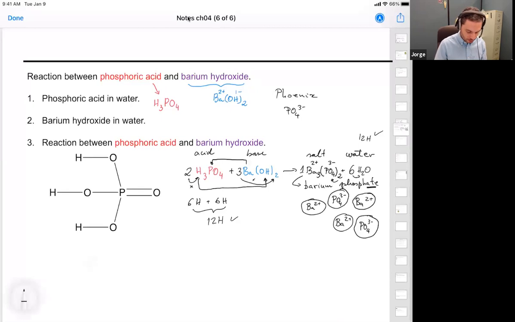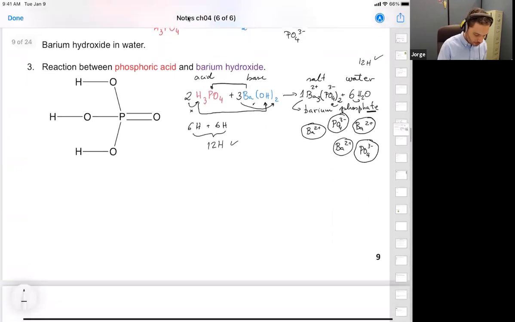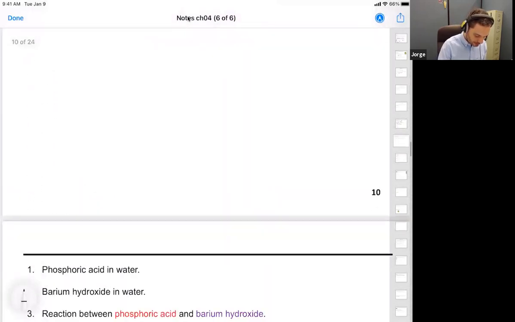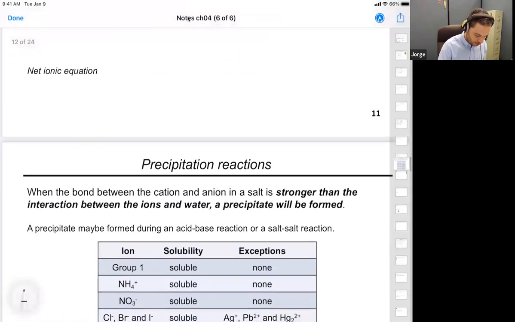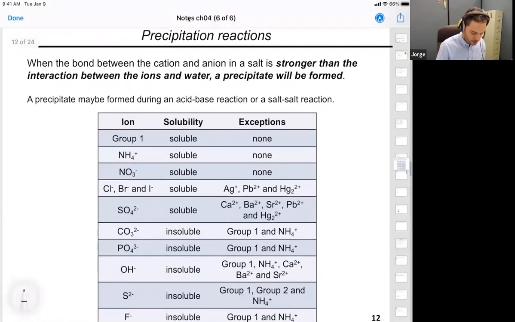Okay, and as I told you before, all these reactions are performed in water. So the next thing here that we have to tackle is what happens when we have a salt in water. Every time you have a salt in water, there are two different things that may happen to this salt.